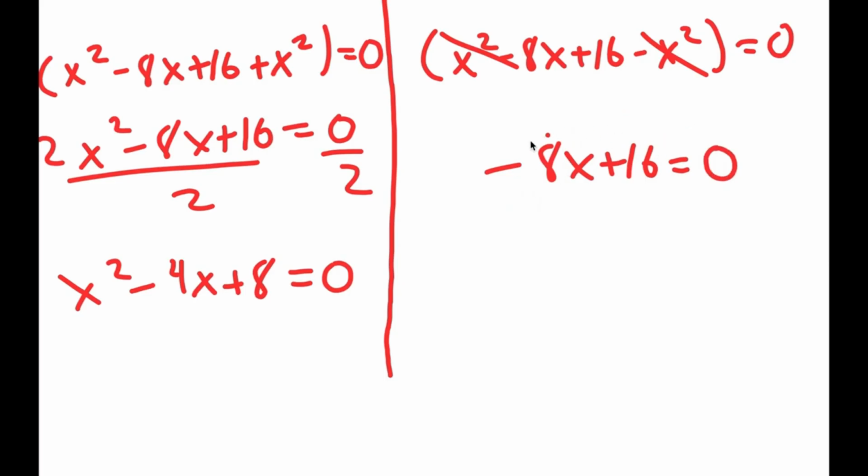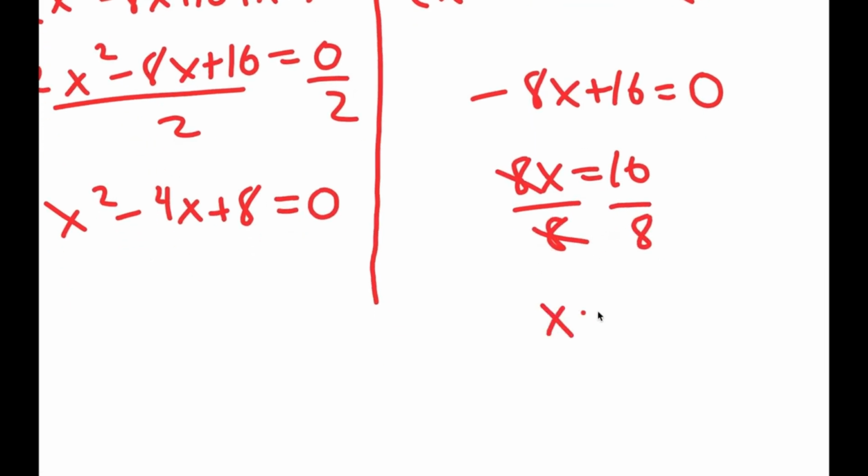So I'm going to first solve for my right-hand side. I'm going to add 8x on both sides, so I get 8x is equal to 16. Now if I divide both sides by 8, these two cancel out, and I get x is equal to 2.